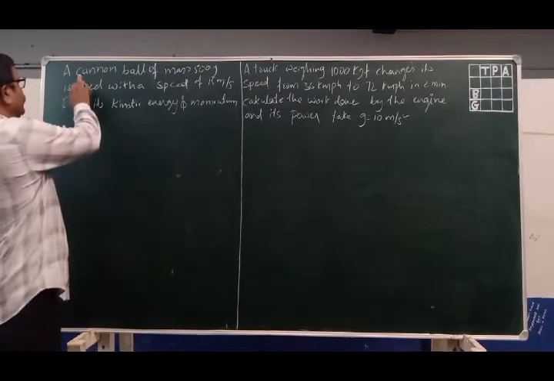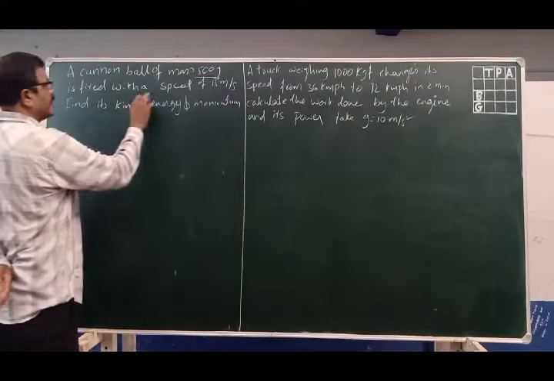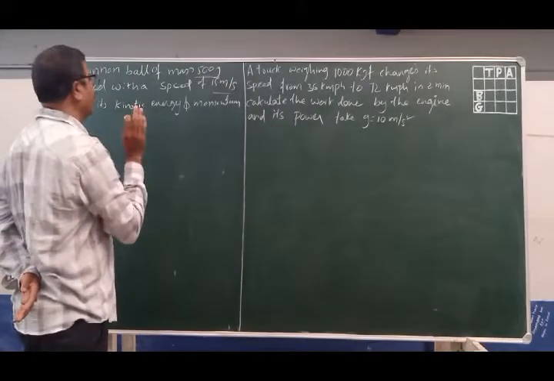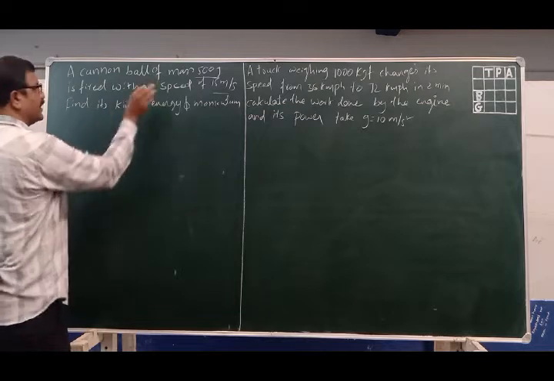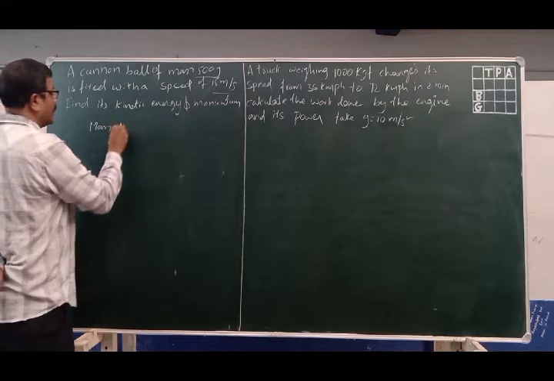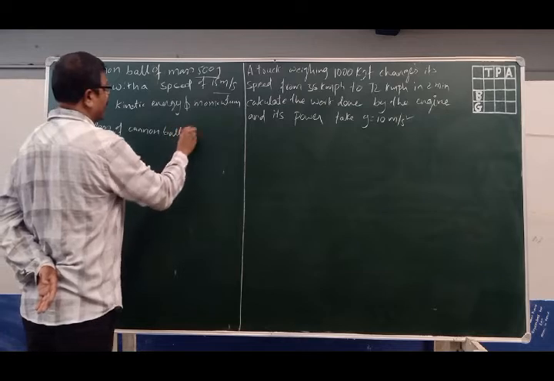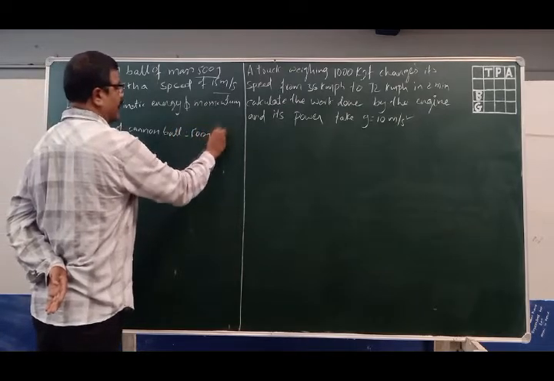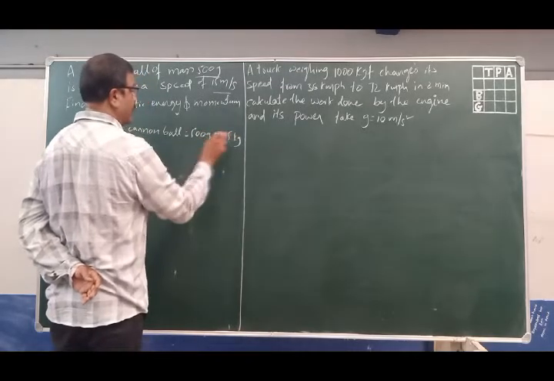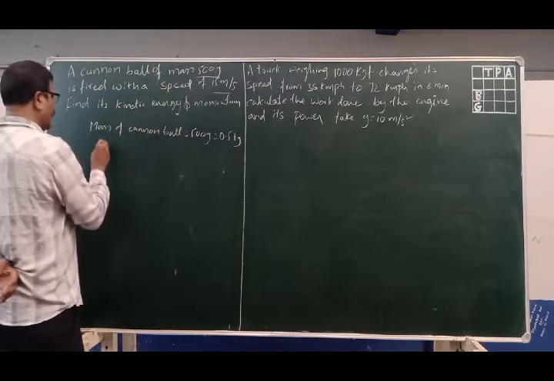See here, a cannonball of mass 500 grams is fired with a speed of 15 meters per second. Find its kinetic energy and its momentum. Very simple. Let us first take the given data. Mass of the cannonball is equal to 500 grams, so directly I am taking it as 0.5 kg. I have converted grams into kilograms. What is the speed?